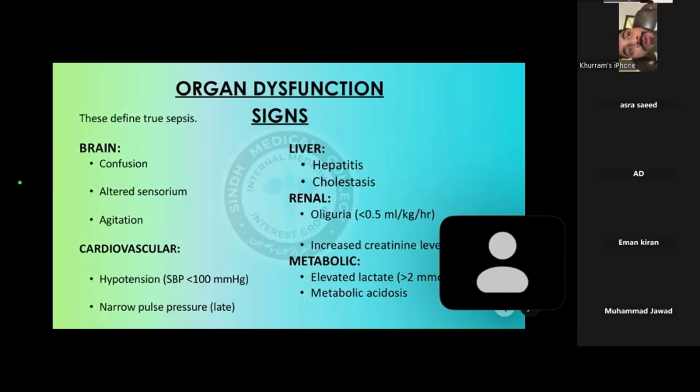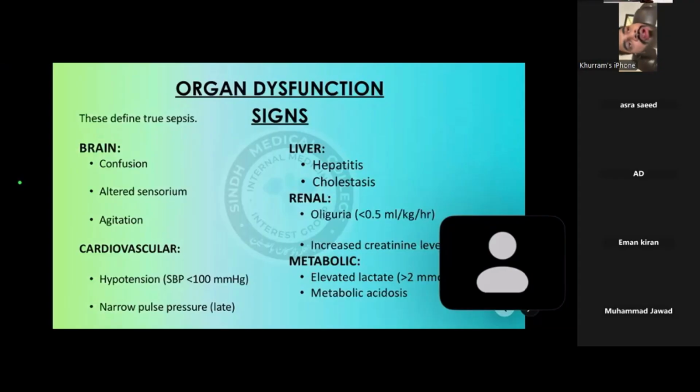So when we go through the books, we read these words: confusion, altered sensorium, and agitation. But we really don't know until we see a patient that is confused, a patient that has altered sensorium, and a patient that is agitated. So I'll start first with the agitation.